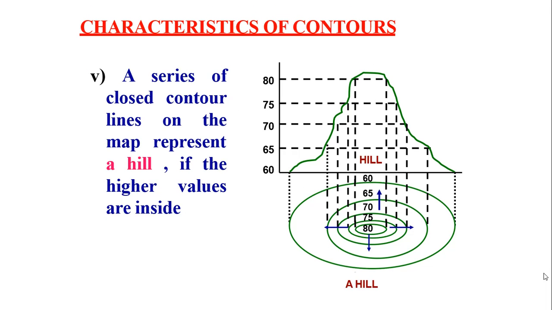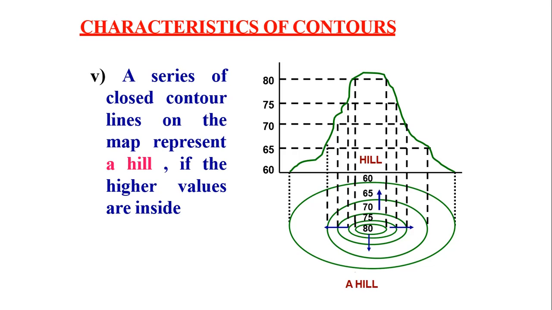is, see here, a series of closed contour lines on a map represent a hill if the higher values are inside. So, as you all can see, at the ground surface the elevation is 60 meter, and at the top of the hill the elevation is 80 meter. So, while representing the hill on the map, you should draw the contour like this. Okay. The higher value is inside the circle, which indicates it is a hill.